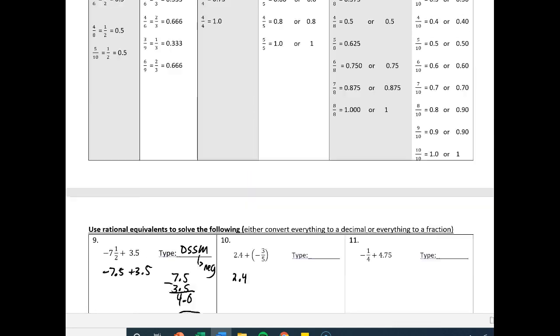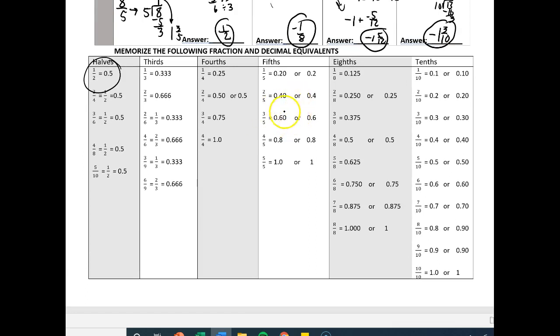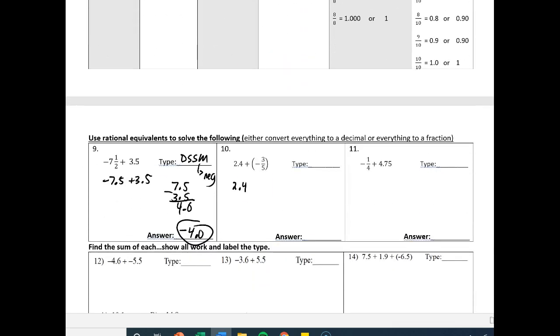So 2.4 plus what's 3/5? You go here, you find your fifths. 3/5 is 0.60. So plus really negative 0.60. It's a DSSM problem. You have more positives this time, so that's why 2.4 goes on top, minus 0.60. Make sure to line up the decimals. 0 minus 0, 0. Can't do 4 minus 6, so you borrow. That gets 14. Minus 6 is 8, and then 1 minus 0 is 1. So it's positive, because I had more positives, my fault. Positive 1.8.